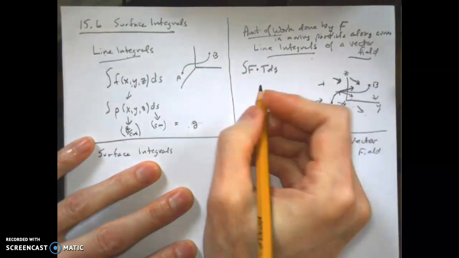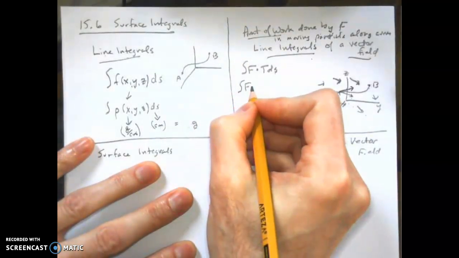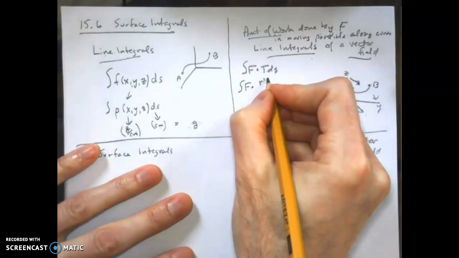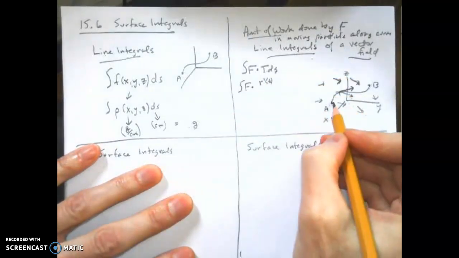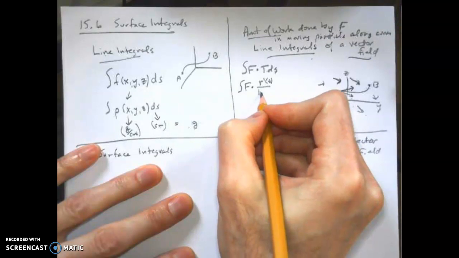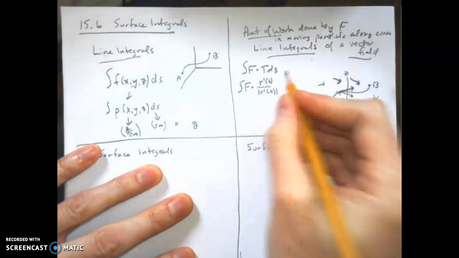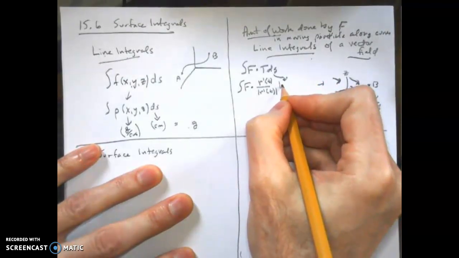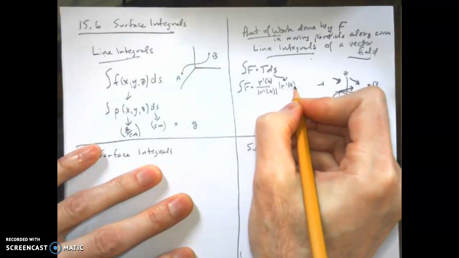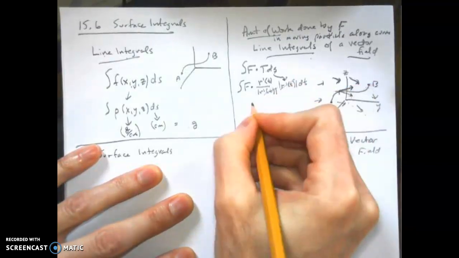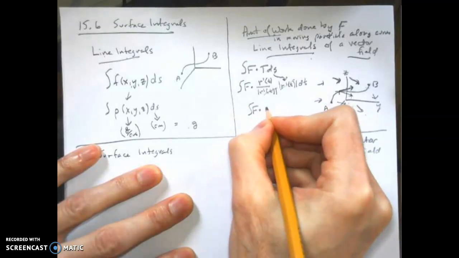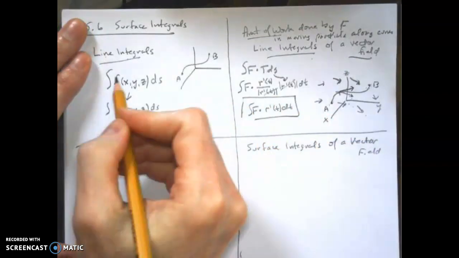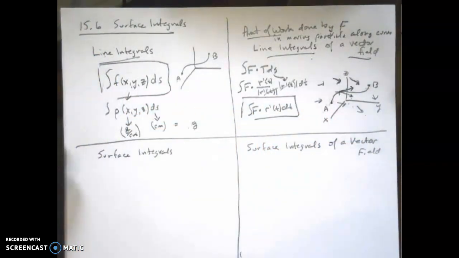Okay, and the way we calculate that is you've got your vector field dotted with T. Now that's a unit tangent vector. It's in the direction of r prime of t, the derivative of your position, divided by the magnitude of r prime of t, times your ds. Well, the ds, if you can remember what that is, that's the magnitude of r prime of t dt. So these cancel, and the way you calculate that is F dotted with r prime of t dt. Okay? So there's your line integral of the vector field.